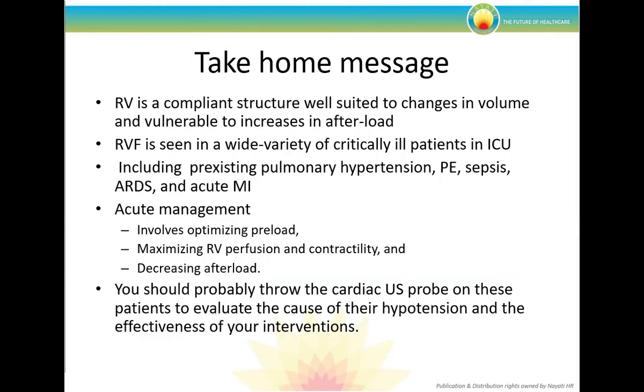So, the take home message. The right ventricle is a compliant structure, well suited to changes in volume, and it is vulnerable to increases in the afterload. Right ventricular failure is seen in a wide variety of critically ill patients in the ICU, including pre-existing pulmonary hypertension, PE, sepsis, ARDS, or acute MI. Acute management involves optimizing preload, maximizing RV perfusion and contractility, while at the same time decreasing the afterload. You should use bedside ultrasonography sequentially to look at the causes and at how the patient is responding to the intervention.